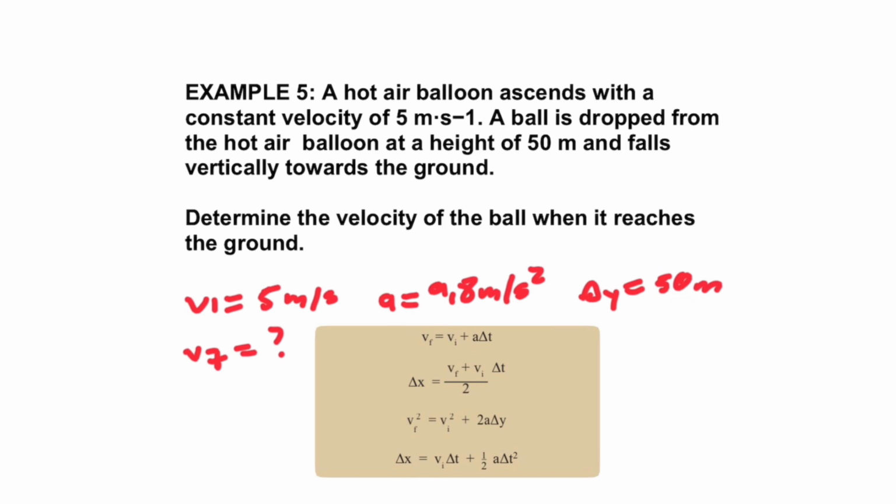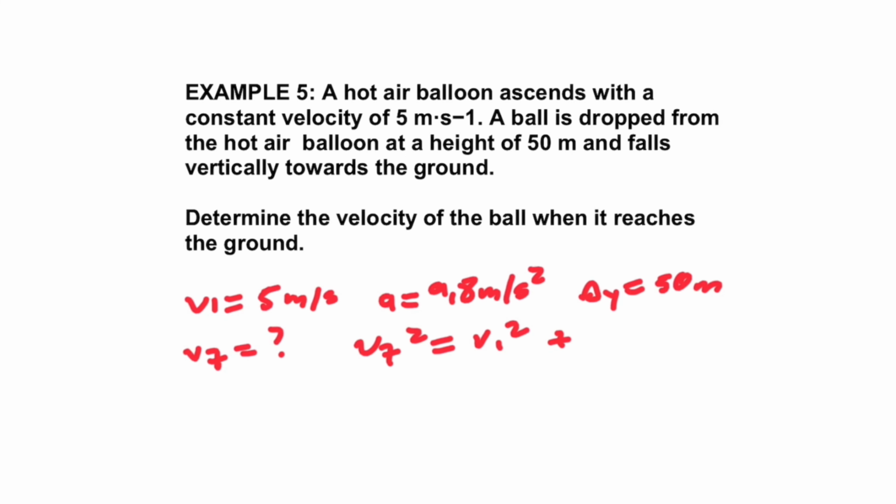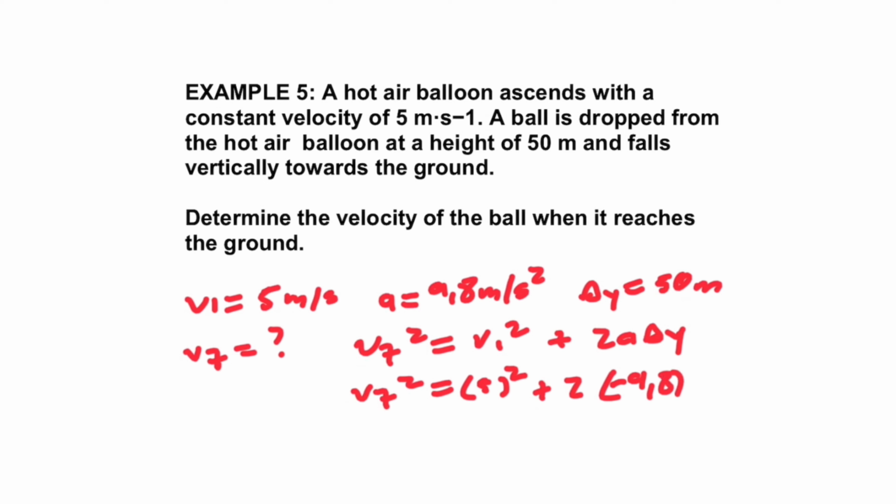We need to use VF squared equals VI squared plus 2A delta Y. So VF squared will be equal to, we're taking up as positive. The hot air balloon is ascending, it is going up. So VI for the object is 5 meters per second upwards. So we're going to substitute that as 5. So we have 5 squared plus 2 multiplied by the acceleration. If we're taking up as positive, the acceleration will be negative. So we have minus 9.8.